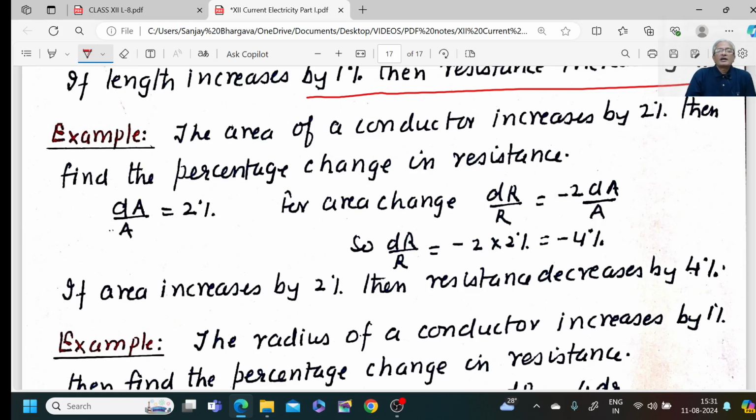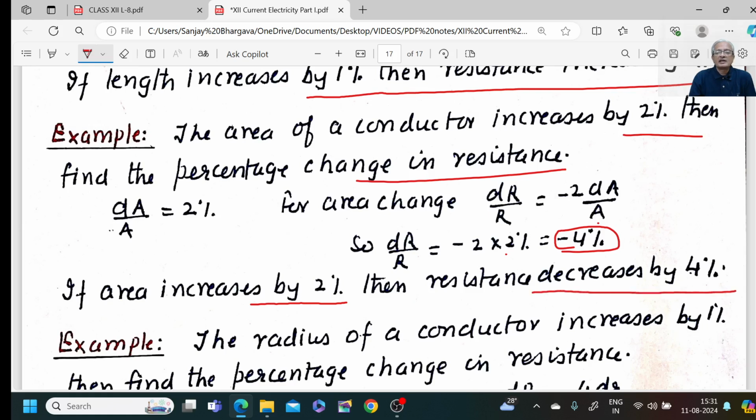The area of a conductor increases by 2%, then find the percentage change in resistance. So dR by R is minus 2 dA by A. So it is minus 2 into 2, minus 4%. That is, I can say, if the area increases by 2%, then the resistance decreases by 4%.